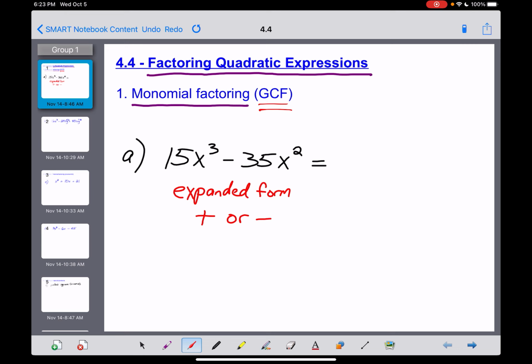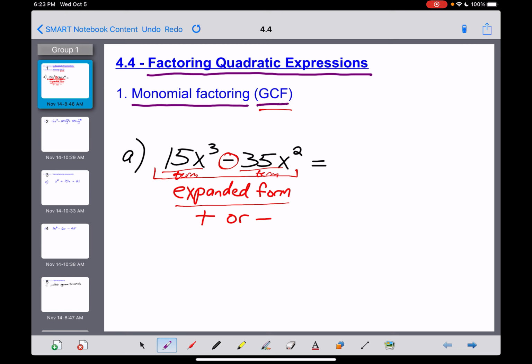So let's take a look at what we're dealing with here in example A. You've been given a binomial expression that's written in what we call expanded form. You can tell it's expanded form because the expression is written in terms of either addition or subtraction. There's a big minus sign in the middle, and we've got one term on the left, 15x cubed, minus a second term, 35x squared. So that's in expanded form. Our job is to get it in factored form, and I'll explain that once we see one written out that way. So we begin by looking for the greatest common factor of these two terms.